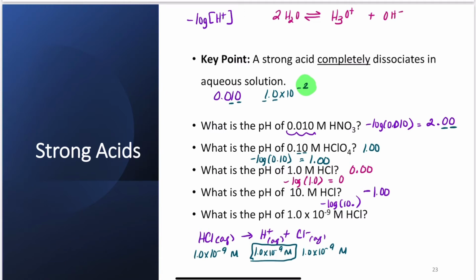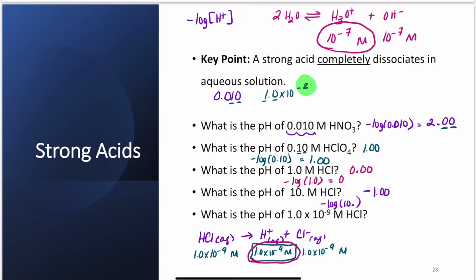The Kw value of this is 1.0 times 10 to the negative 14, which means at minimum, my H3O plus concentration is 10 to the minus 7 molar, and my hydroxide is 10 to the minus 7 molar in just a neutral solution. I always have that present. So if I have a solution that's 1 times 10 to the negative 9th molar HCl, that's adding this concentration to this already present hydronium ion.